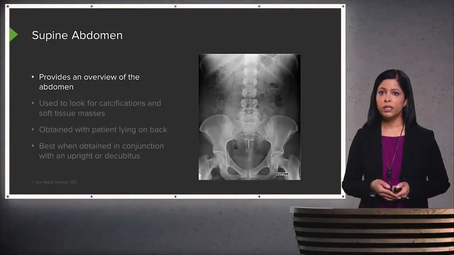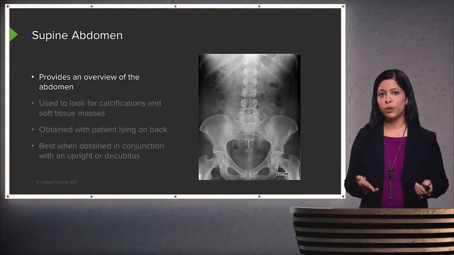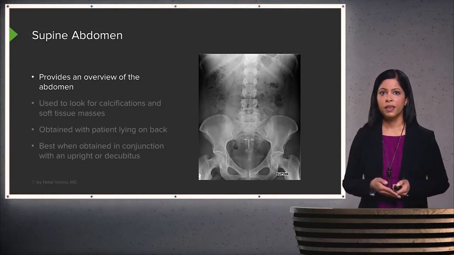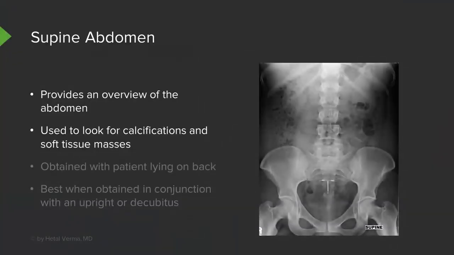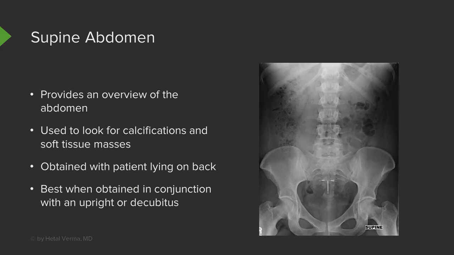So supine film is also very commonly performed, and it's usually performed in addition to an upright or a decubitus. This provides a general overview of the abdomen, and it's the one that's used to look for calcifications or abnormal soft tissue masses. This is obtained with the patient lying on their back, and it's really best when it's used again in conjunction with another examination, either the upright or the decubitus.